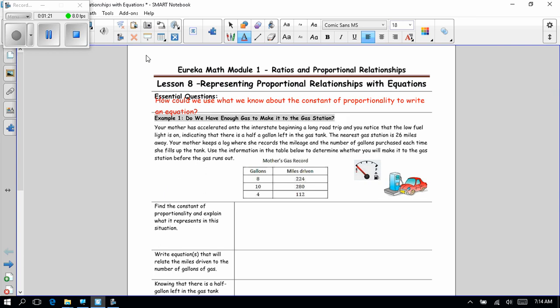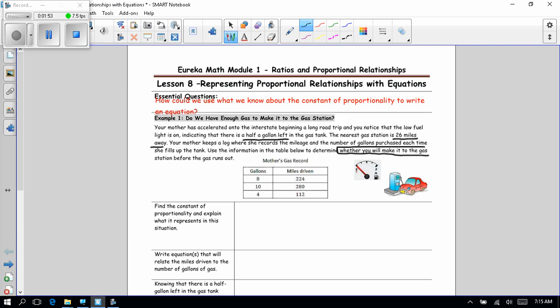All right, your mother has accelerated onto the interstate to begin a long road trip, and you notice the low fuel light is on, indicating that there is a half a gallon, not a half a tank, half a gallon. Let's underline that. There is a half gallon left in the gas tank. The nearest gas station is 26 miles away. Your mother keeps a log where she records the mileage and the number of gallons purchased each time she fills up the tank. Use the information in the table to determine whether you're going to make it to the gas station before she runs out. That's ultimately what we want to know. Are we going to get there, or are we going to be pushing the car into the gas station?